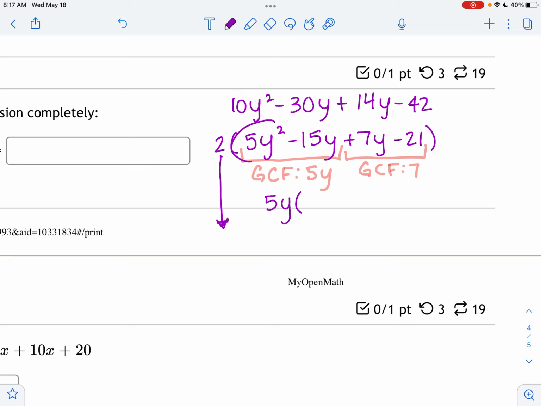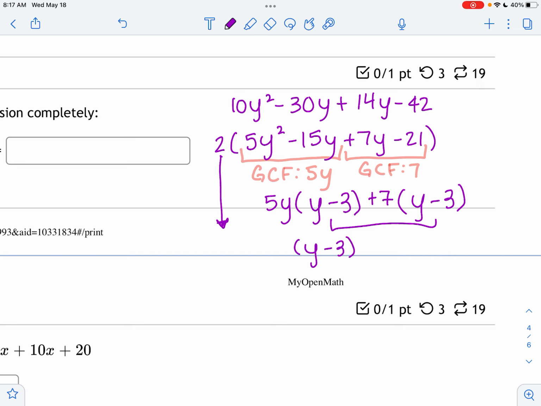And then I'm going to divide 5y here, which just gives me 1y, or just y. And negative 15y divided by 5y is negative 3. Then we have a GCF of a positive 7, so I'm going to write plus 7. 7y divided by 7 is 1y. And negative 21 divided by 7 is negative 3. These two match. So I have y minus 3.